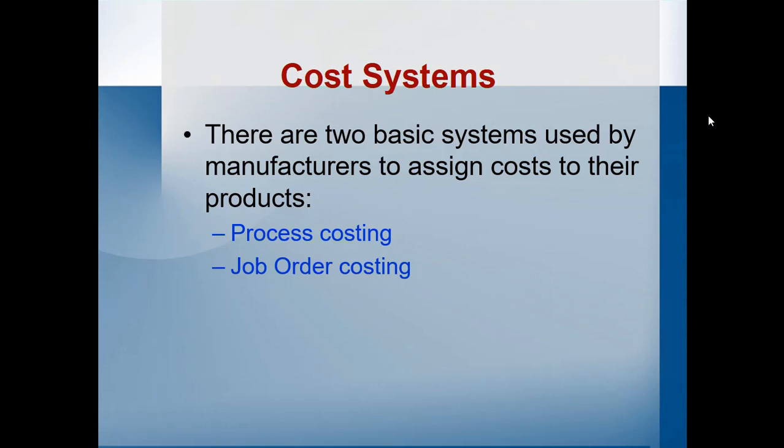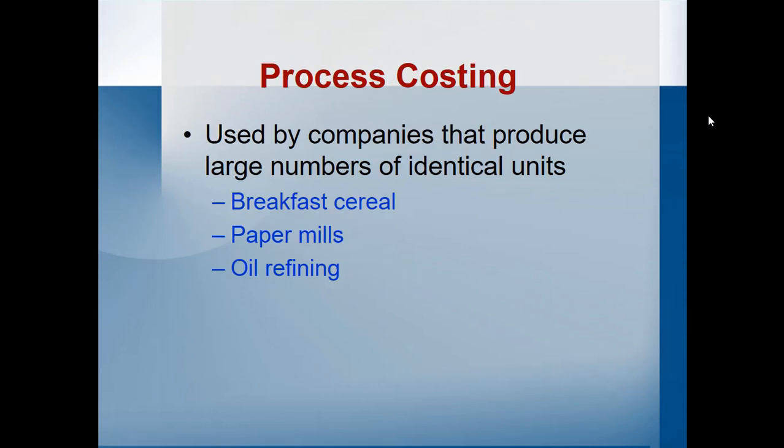So like I said, we'll focus on job order costing for the rest of this chapter, and then we'll focus on the second one, process costing, for Chapter 20, after we finish explaining when we would use which one. So which system would be used when? Let's start with process costing.